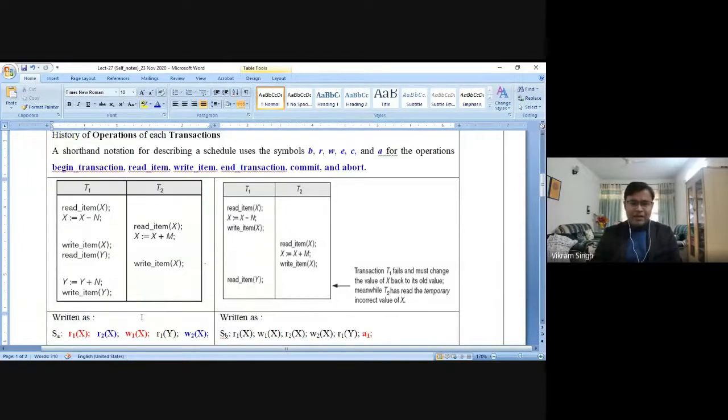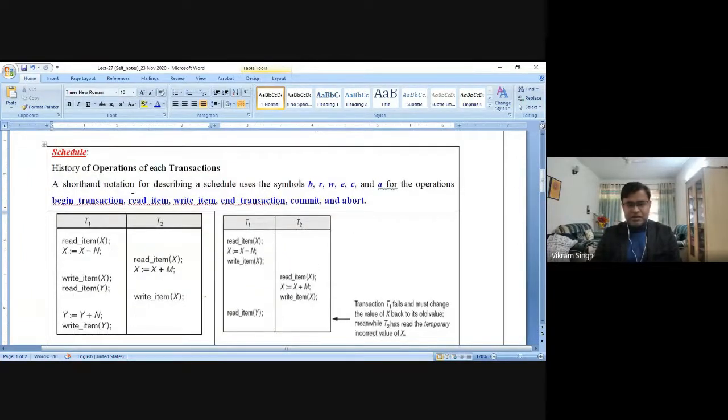So you can say a schedule is basically adapting shorthand notations, which include simply single letter representations for operations. So B, R, W, E, C, D, A. These are the single letters which indicate these different operations in a transaction. Like for begin transaction, you can use simply B. So it will be like B1. So B1 means it is the begin of transaction T1.